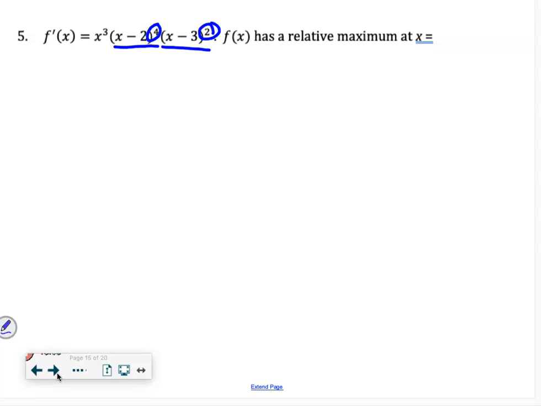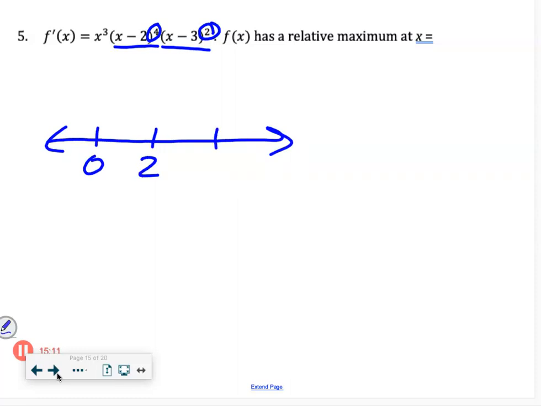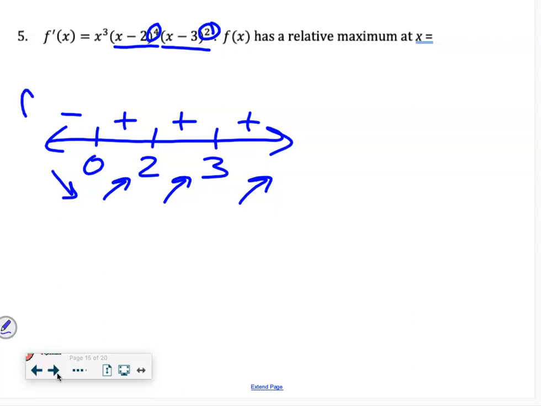as a min. Right? So here, let's make a sign line. So we have 0, 2, 3. Negative, positive, positive, positive. Right? So this is our F prime sign line. There's no relevance. Okay, moving on.